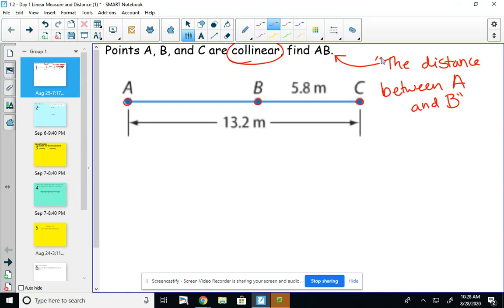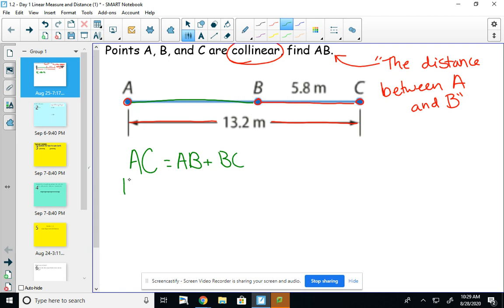So in order to find the distance between those 2 points, I'm going to use the fact that I know the distance between A and C. I know the distance between B and C. And I want to find that green section between A and B. If AC is the whole segment and BC is a chunk of the segment, the missing chunk, AB, can be found by subtracting BC from AC. So in other words, AC, the distance between A and C, is the same thing as the distance between A and B plus the distance between B and C.